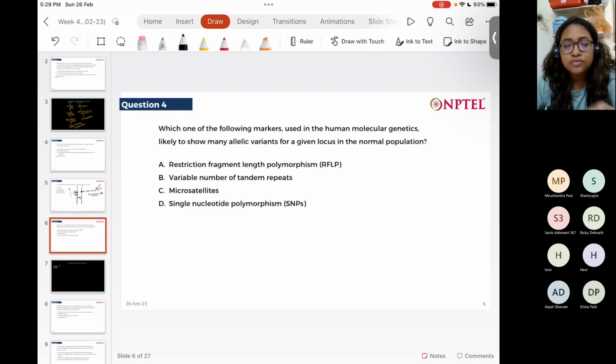So let me recall, what do you mean by RFLP? What do you mean by SNPs? What do you mean by microsatellites? So these 3 are discussed, right? Then there are tandem repeats. Let me refresh your memories so that you can answer this question. Will that work?